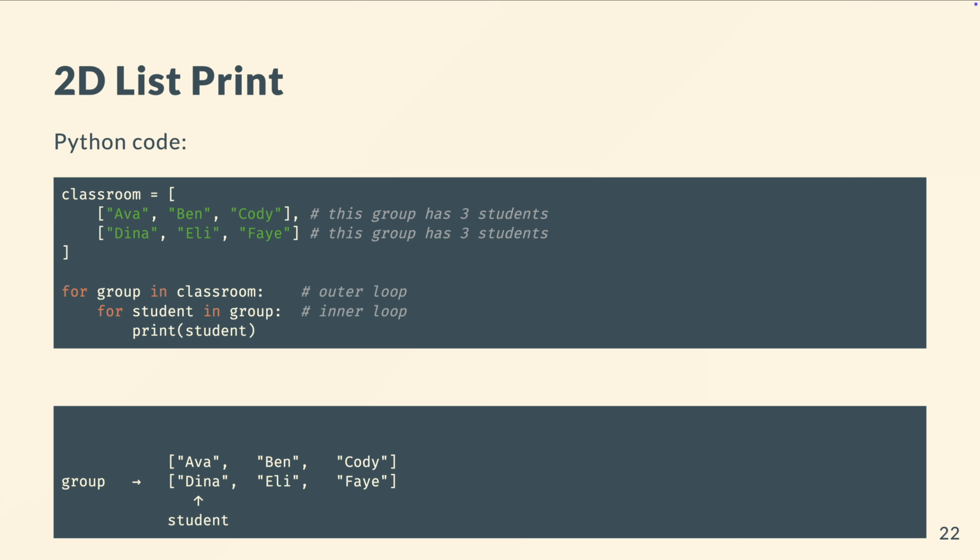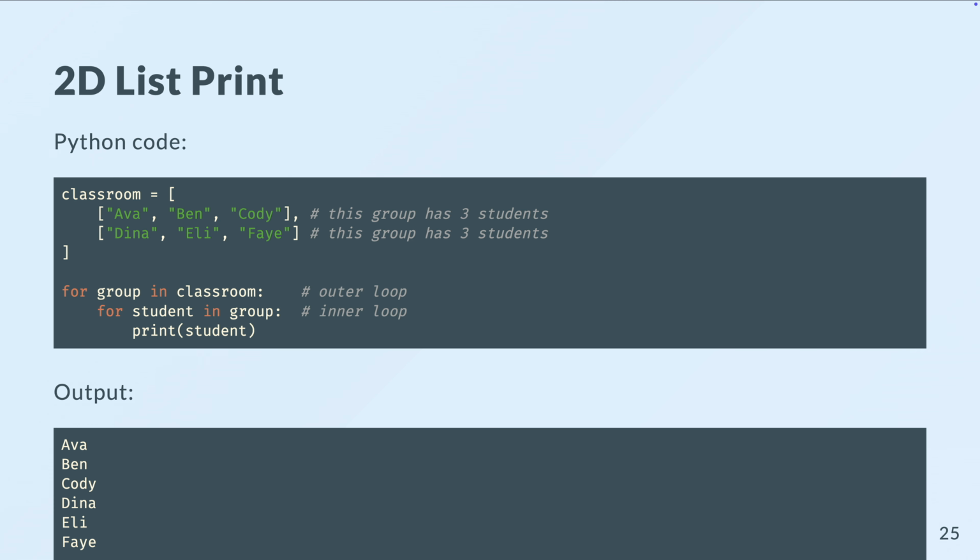Student points to Dina first, and we print Dina. Next, student moves to Eli. We print Eli. Student moves to Faye. We print Faye. We have traversed both rows, and the program ends. Now we check the output. It prints 6 lines, 1 name per line, in the correct order. Nested loops helped us print every item in a list of lists.